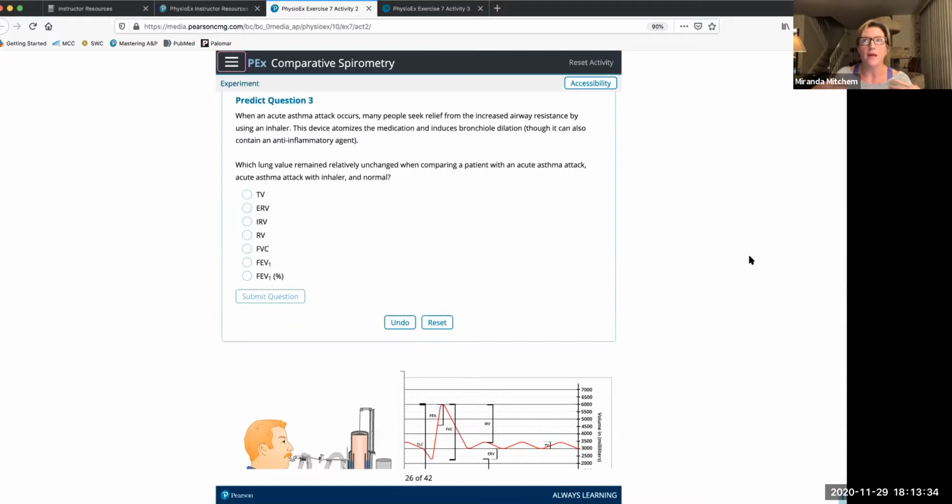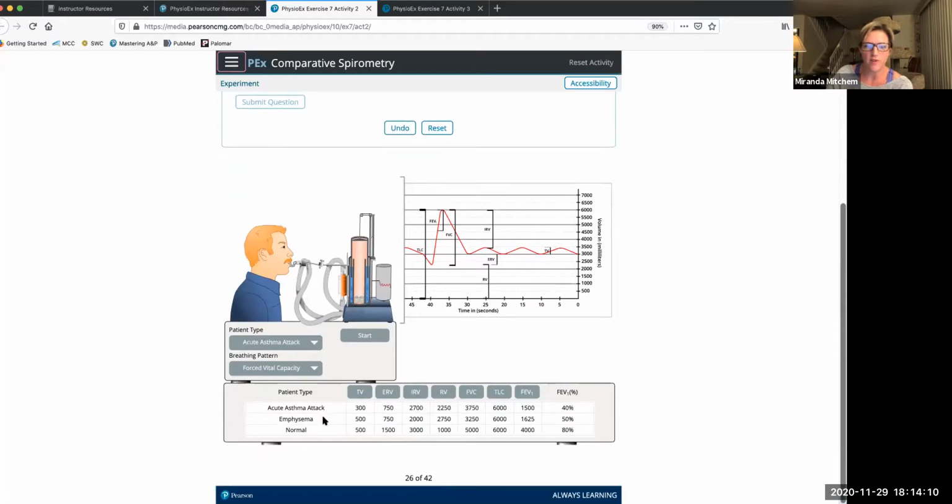Okay, now we're going to look at the episode of an acute asthma attack, but what happens when the inhaler is used to try to rescue that? So which lung volume remained relatively unchanged when comparing a patient with acute asthma versus with the inhaler versus normal? So what we're hoping to see with the use of the asthma inhaler is that the values get close to normal. So we could look at the differences between normal versus acute asthma as a way to predict the answer to this question.